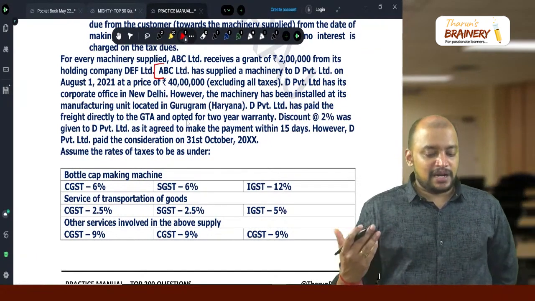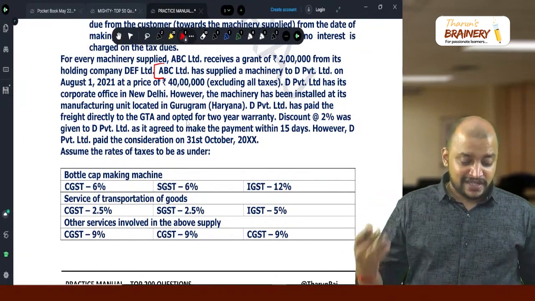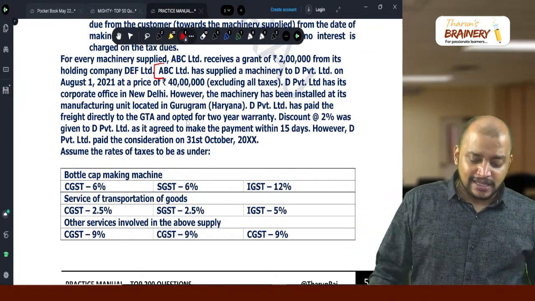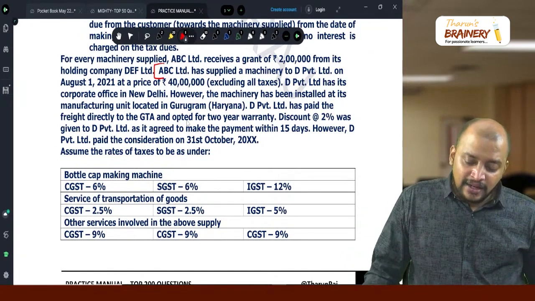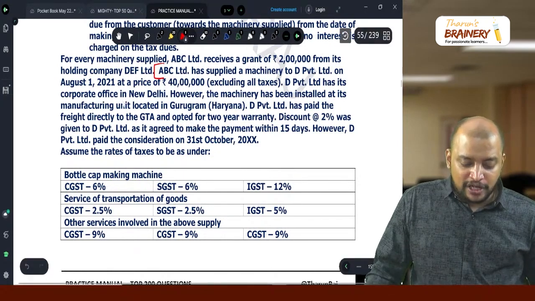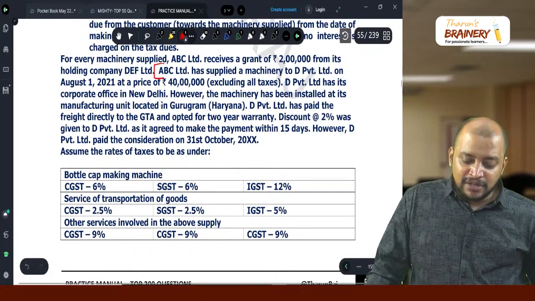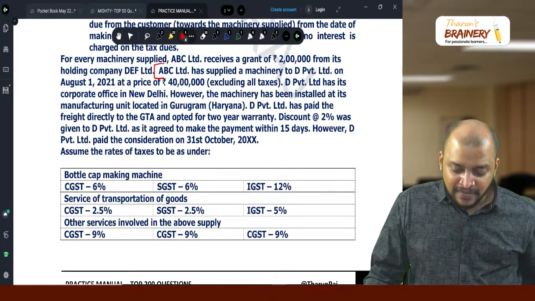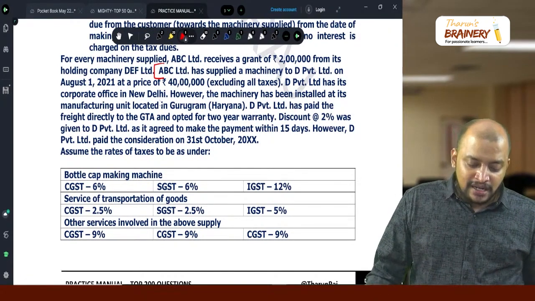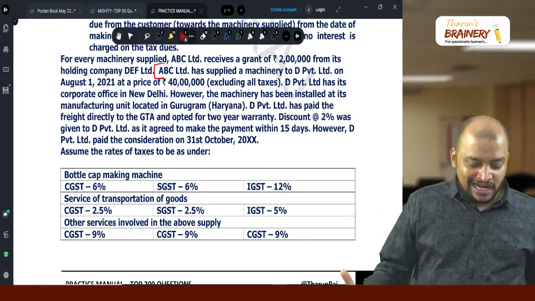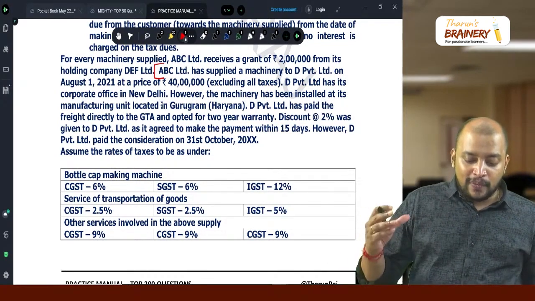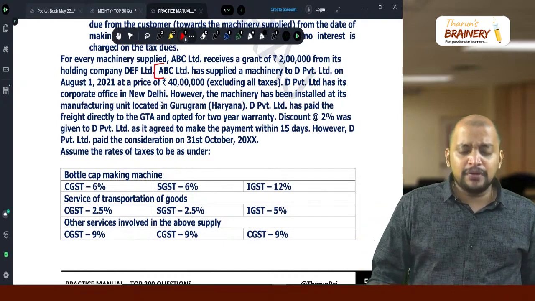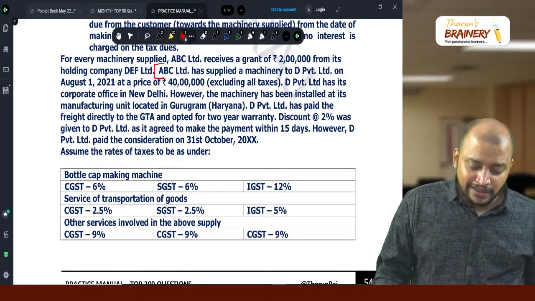ABC Limited has supplied a machinery to D Private Limited on August 1st at a price of 40 lakhs, excluding all taxes. D Private Limited has its corporate office in New Delhi. However, the machinery has been installed at its manufacturing unit located in Gurugram, Haryana. D Private Limited has paid the freight directly to the GTA and opted for 2-year warranty. Now, additional warranty they have opted.